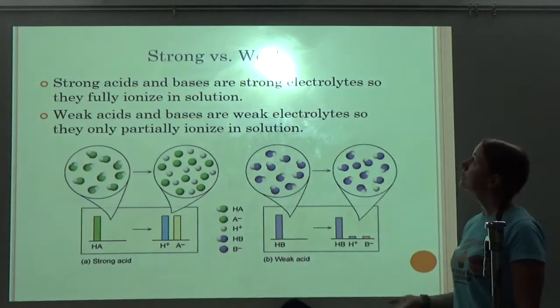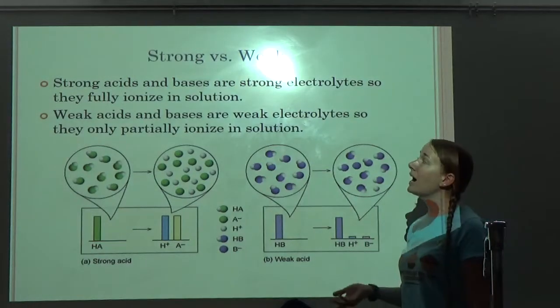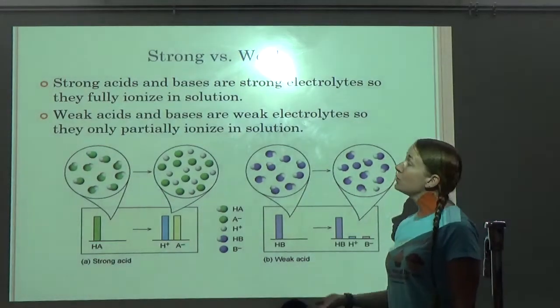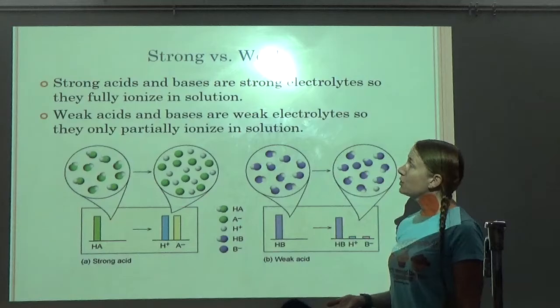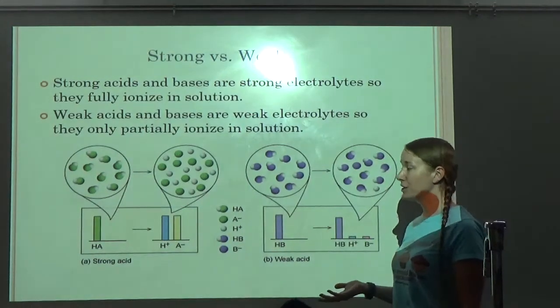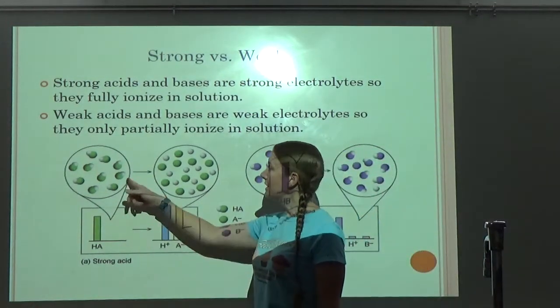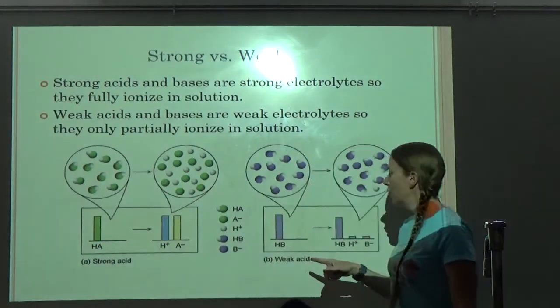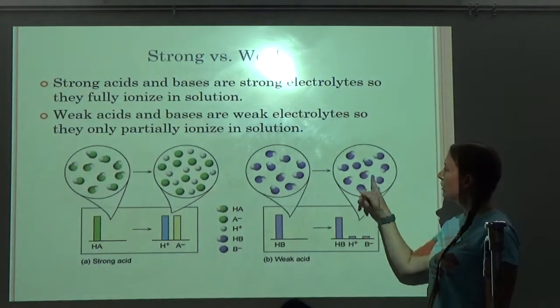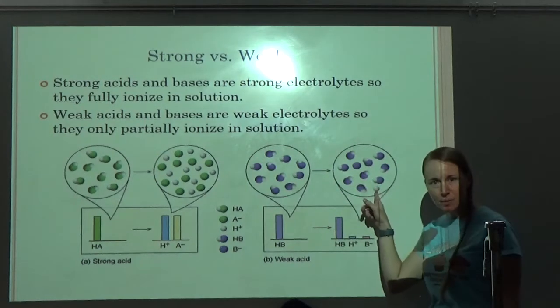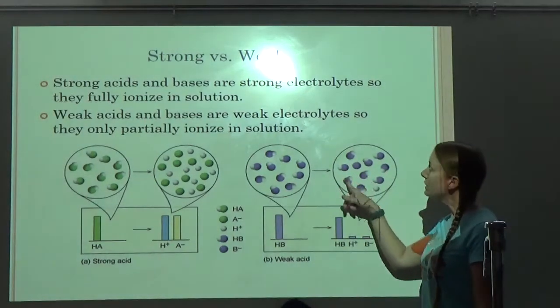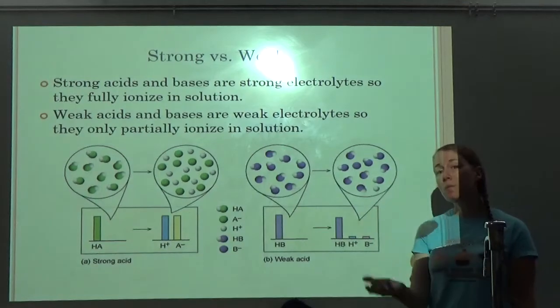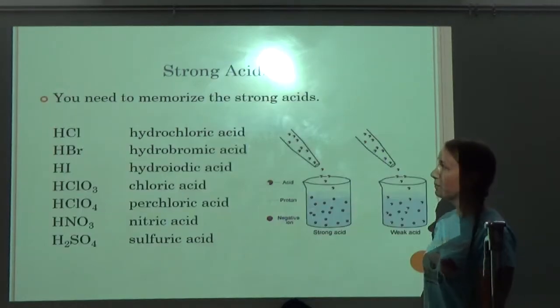Strong acids and bases are strong electrolytes, so they fully ionize in solution. Whereas weak acids and bases are weak electrolytes, so they only partially ionize in solution. So see, a strong acid, pretty much all of them are going to split apart into their ions. Whereas a weak acid, if you look, only a couple of them split up into their ions. Most of a weak acid or base will remain in its neutral molecular form.